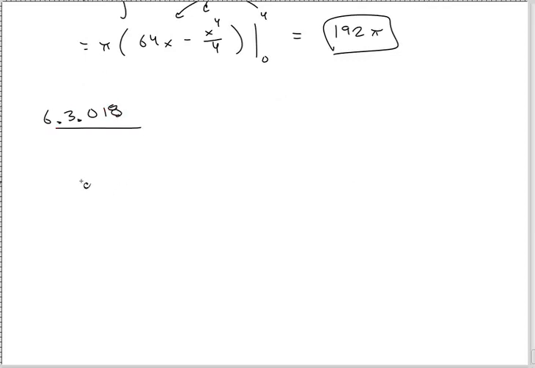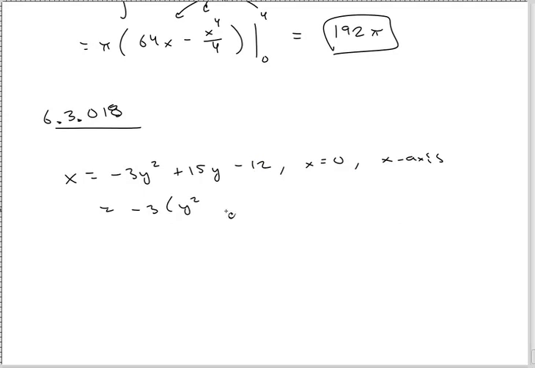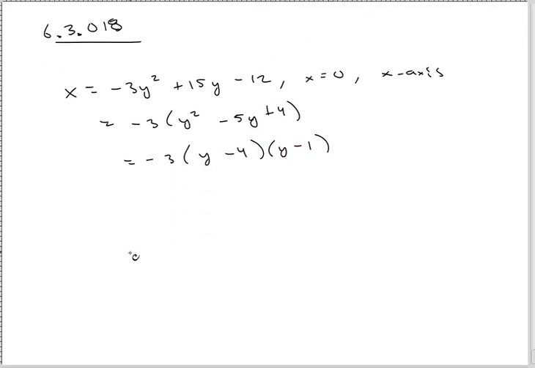63018. So I've got x is equal to negative 3y squared plus 15y minus 12. They say x also equals 0, and you're going to be revolving around the x-axis. For one thing, this is all wonkadoodle, and so I would rather pull out a negative 3, leaving me with at least something with some more semblance, I guess you can say. I could factor this down to a negative 4 and a negative 1. Yes. And so I can actually graph this thing.